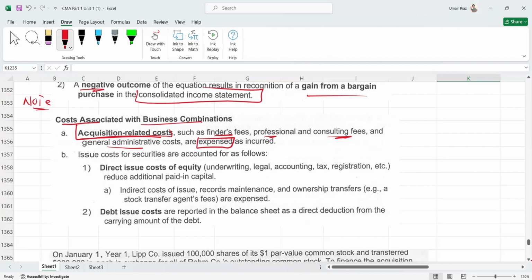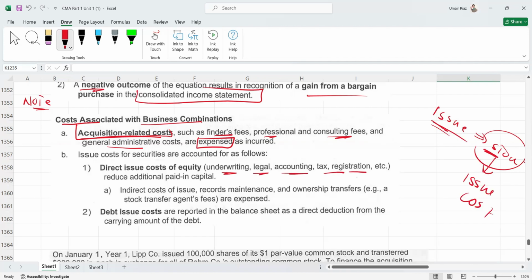And please also remember, sometimes we issue our stock to acquire the stock of other companies. So when we issue our stock, we may have some issue cost on that. Issue cost is what? Maybe underwriting cost, maybe dealing with the banks, the bank is charging something, legal cost, accounting, tax, registration, etc. So all issue cost which is relevant to the equity, issue cost of equity, we always pay from additional paid in capital. Where we pay? From additional paid in capital.